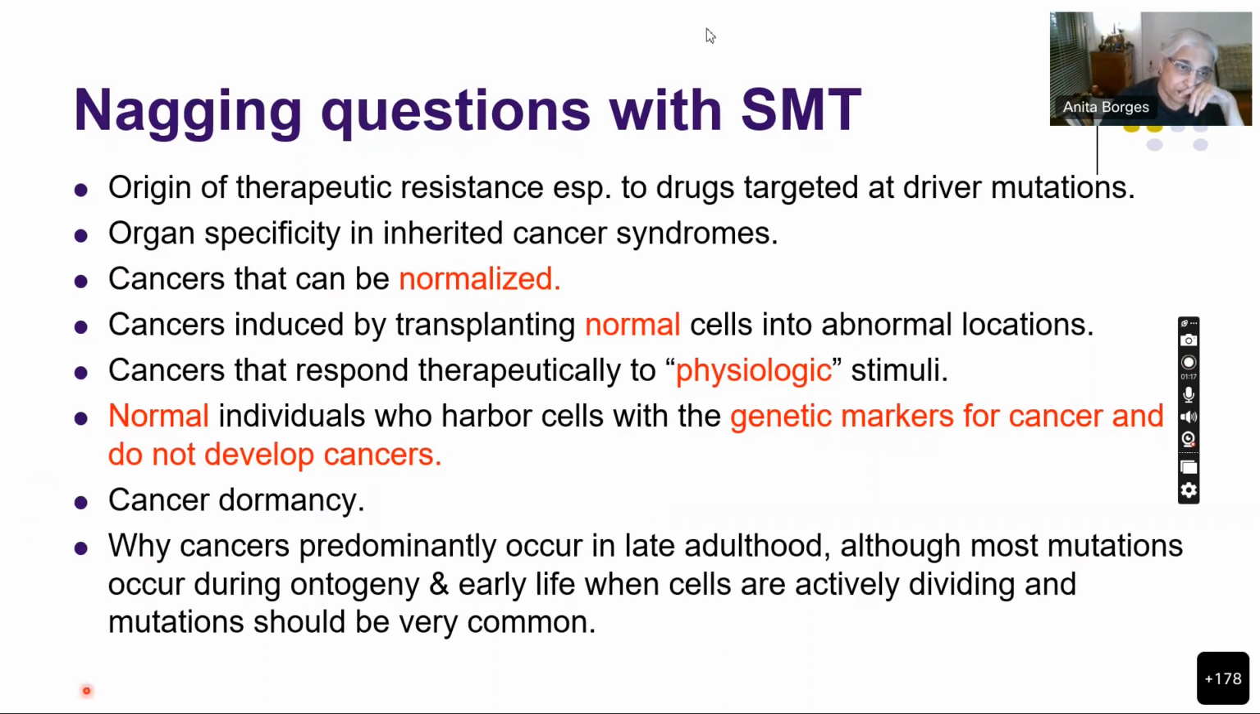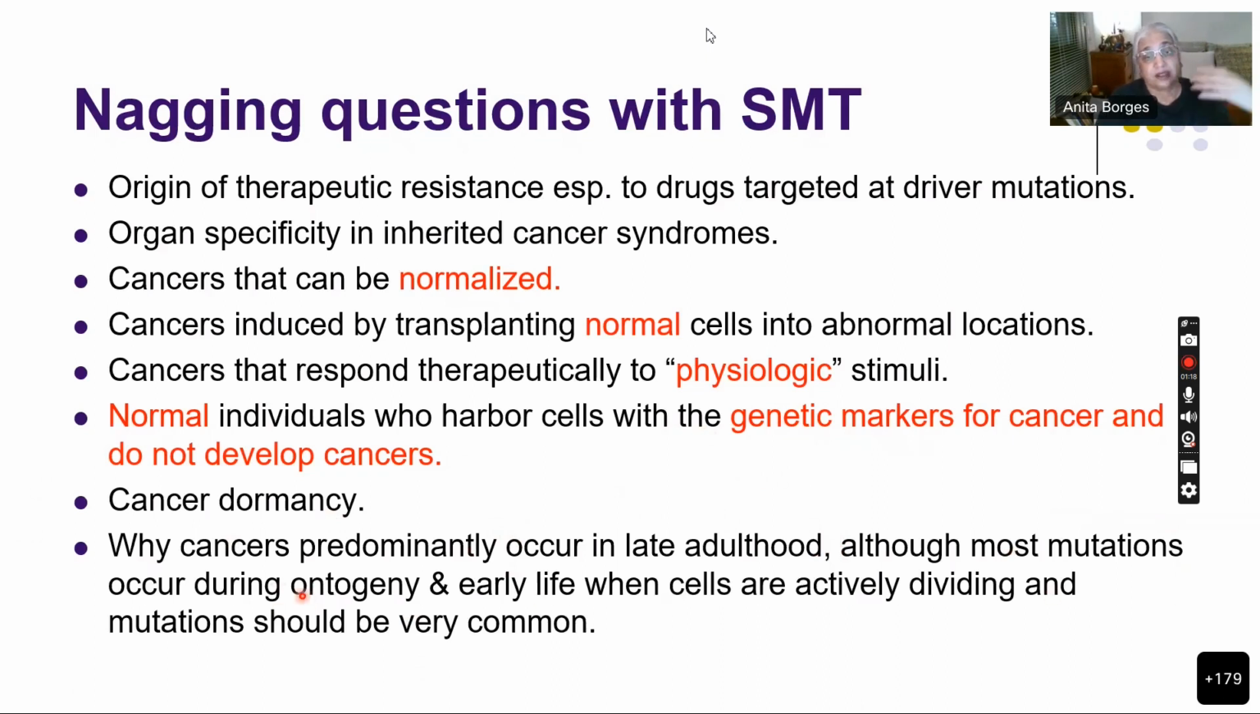And this is the biggest question that I think I always asked, and that is why cancers predominantly occur in late adulthood. When are they most likely to occur? When cells are dividing, right? That's when you get mutations. You can't get mutations in cells that are quiescent. So when are these cells dividing?